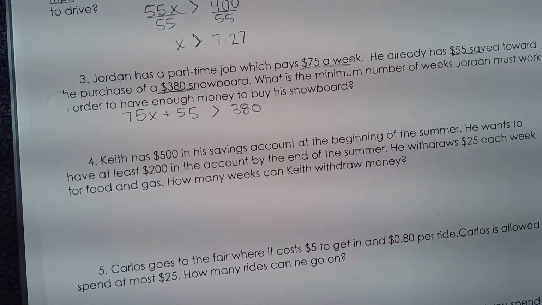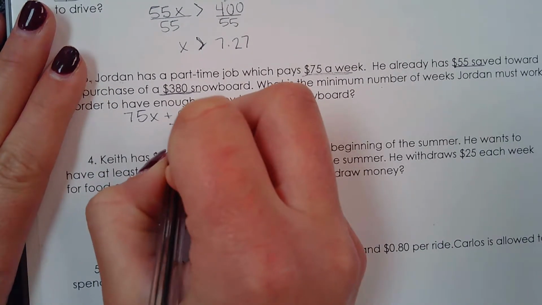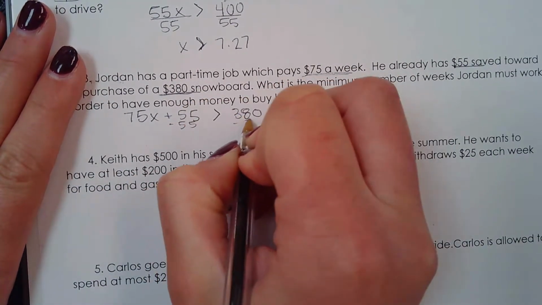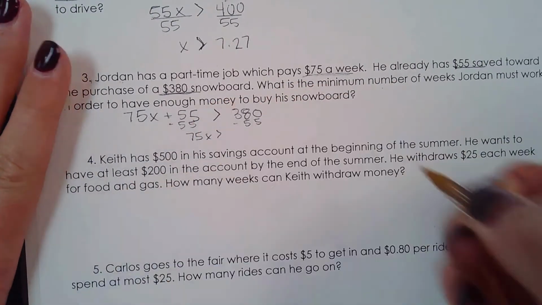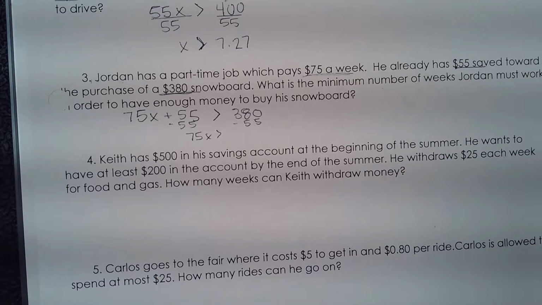All right, let's see. Anson, what do we do first? So 380 minus 55. Dominic, what do we get?